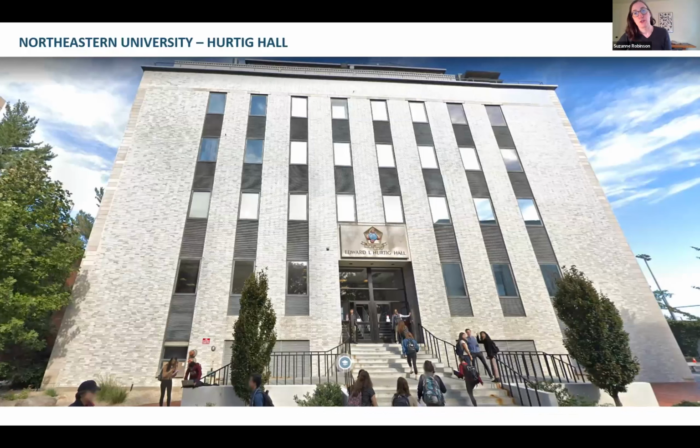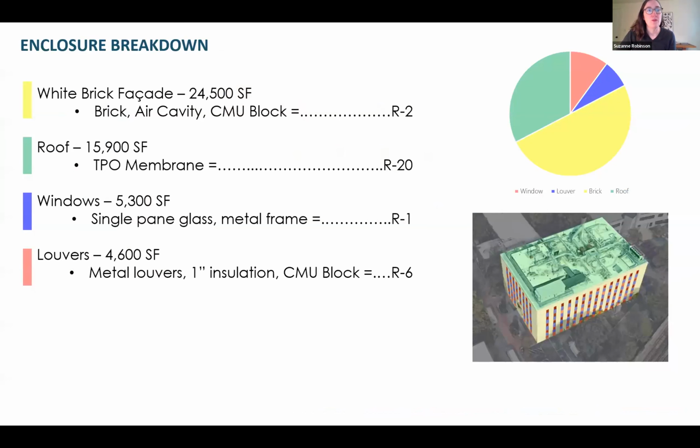Our enclosures group at LeMessurier was working on a project over at Northeastern University, Hurtig Hall. This was an existing building, or is an existing building. It's composed of the white brick facade, which is basically CMU block, a bit of an air cavity, and then the brick. So very minimal R-2 in current existing conditions. The roof is a conventional TPO membrane, the windows are single pane, par for the course for that era. And then it also had some louvers in there, some emitter louvers.